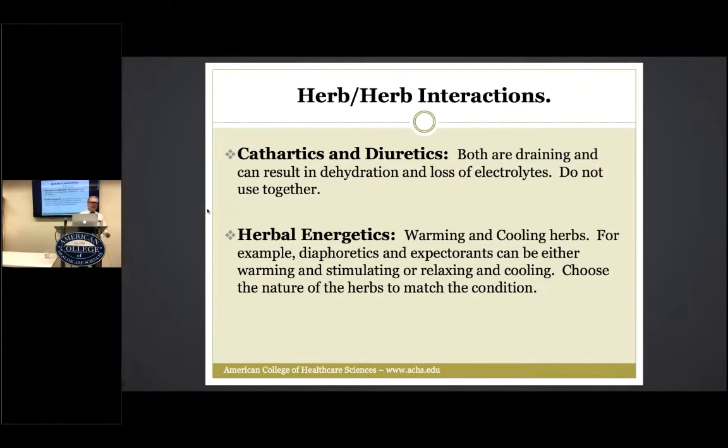There's herb interactions to take into consideration, and two important categories are cathartic and diuretic herbs. They're both draining, so they're draining fluids from the body. So if you combine them, you're going to overdrain, and that can result in dehydration and loss of electrolytes. Don't use them together.